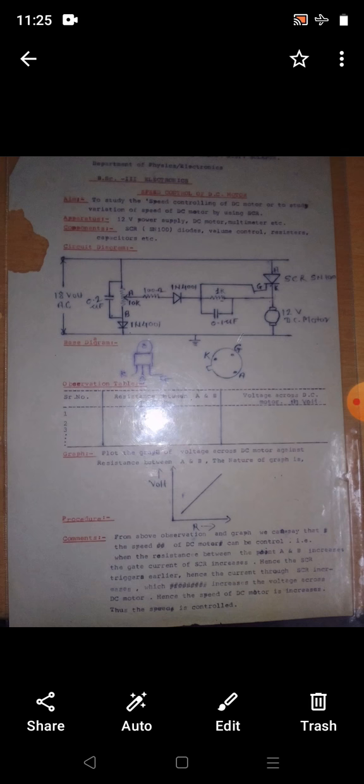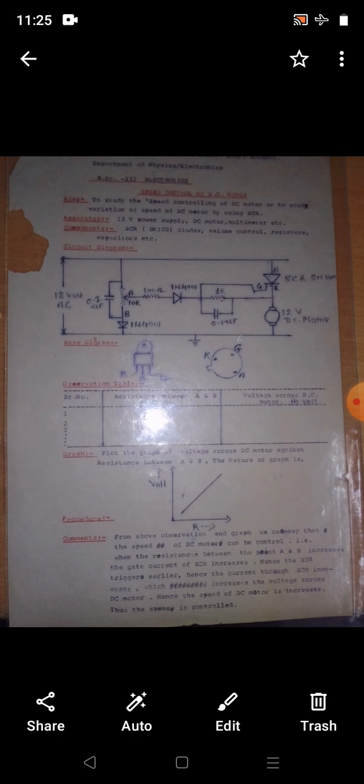Then the comment from observation and graph: we can say that the speed of the DC motor can be controlled. That is, when the resistance between points A and B increases, the gate current of the SCR also increases, hence the SCR triggers earlier, hence the current through the SCR increases, which increases the voltage across the DC motor, hence the speed of the DC motor increases, thus the speed is controlled.